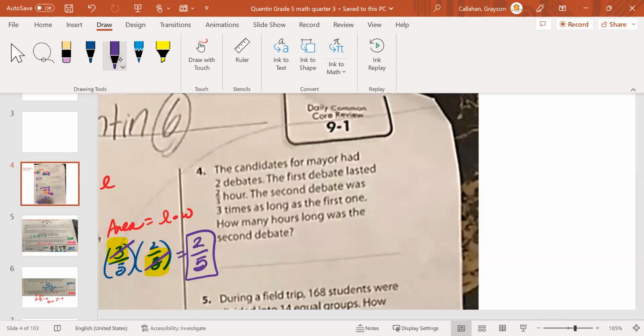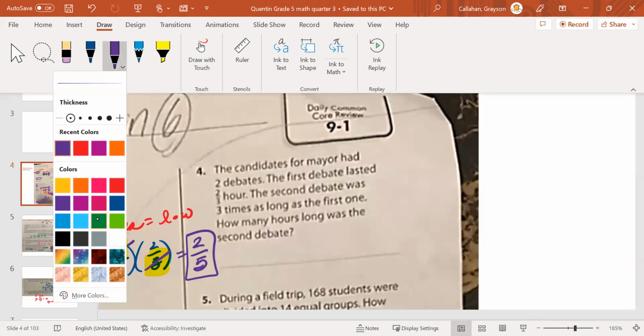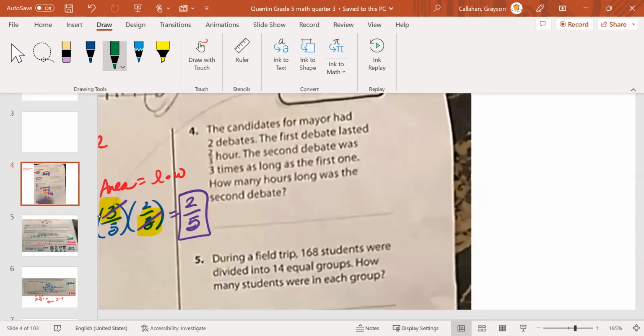Go ahead and read. Candidates' first debate lasted 2 3/4 hours. The second debate was 2/3 as long. How many hours long was the second debate? So how would you find that?